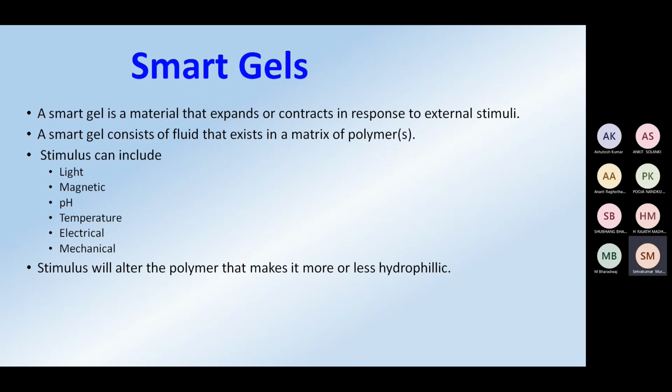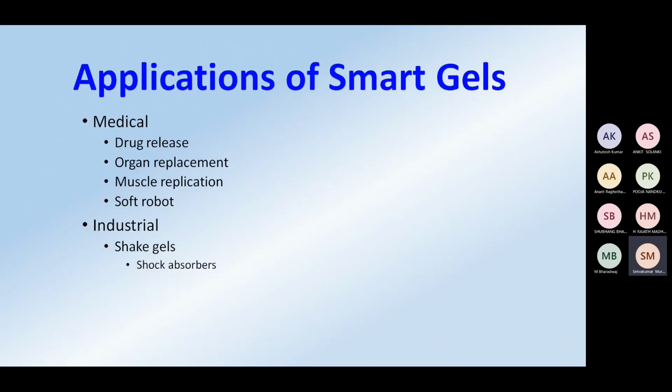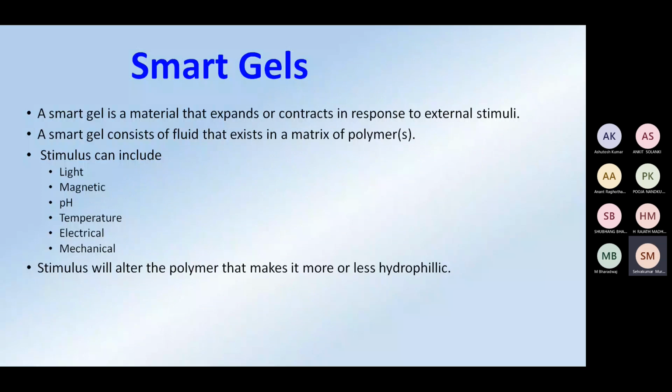And then we have smart gels. Gels means again the same hydrogel. Since we have seen here only the temperature and pH responsive ones, there are other gels which can be used with the help of other stimulation like light, magnetic, electrical and mechanical.